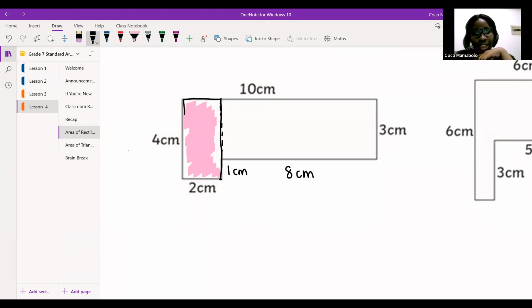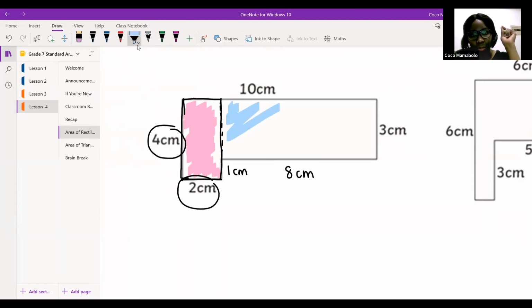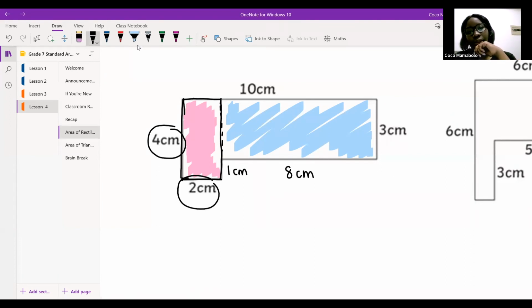Think about the sides that we have. We have this side and we have this side. We're going to use 4 centimeters and 2 centimeters. Excellent. What about this big one over here? Which two sides are we going to use? 3 centimeters and 8 centimeters. Excellent. So we can calculate for A1 and we can calculate for A2. Are you able to do that for me, my student?